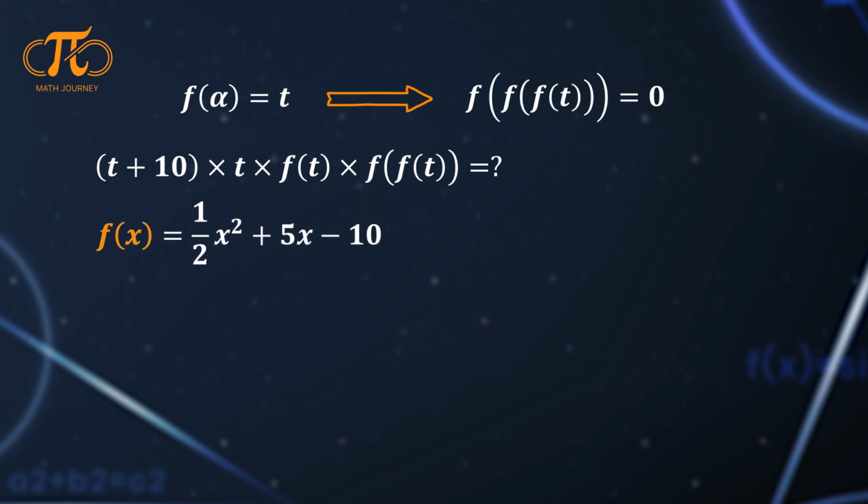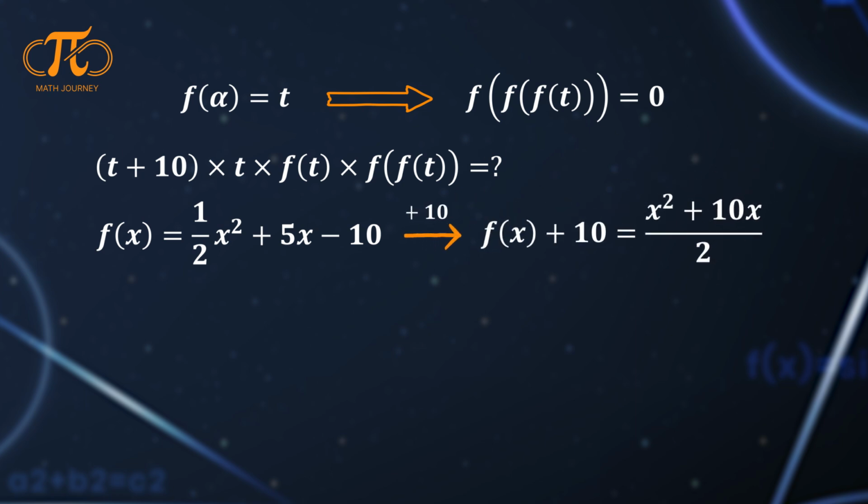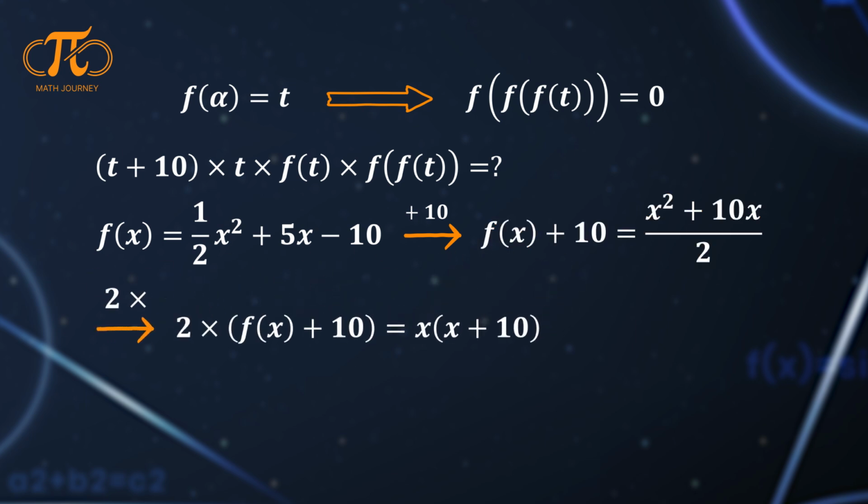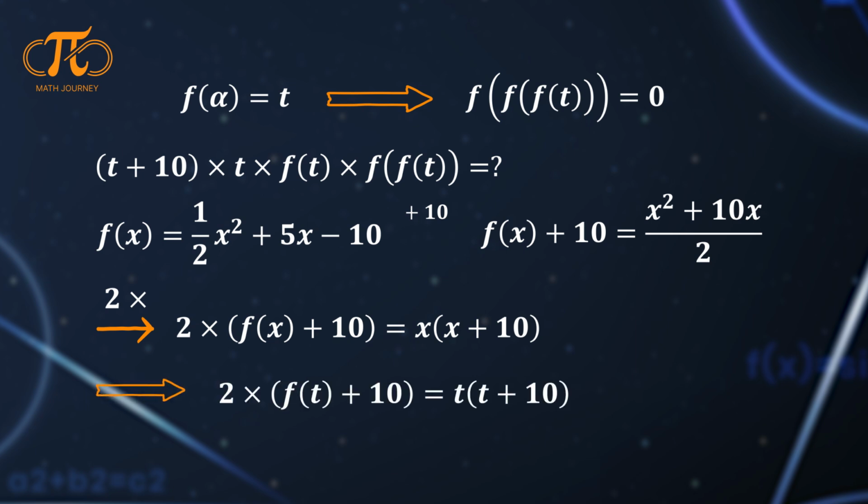We know that f of x equals 1/2 x squared plus 5x minus 10. Adding 10 to both sides gives f of x plus 10 equals 1/2 times x squared plus 10x. If we multiply through by 2, we get 2 times f of x plus 10 equals x times x plus 10. This is a super handy relationship. If we substitute t for x, it simplifies to 2 times f of t plus 10 equals t times t plus 10.